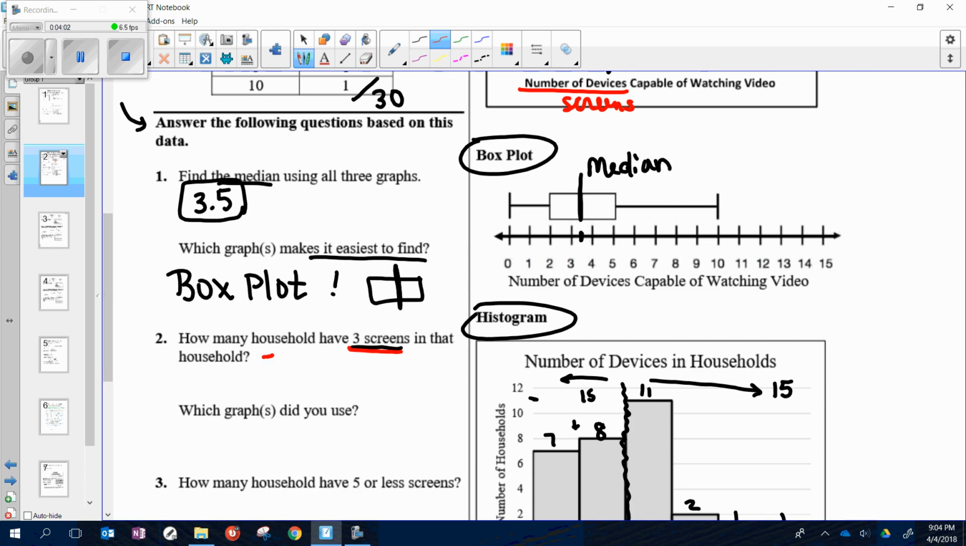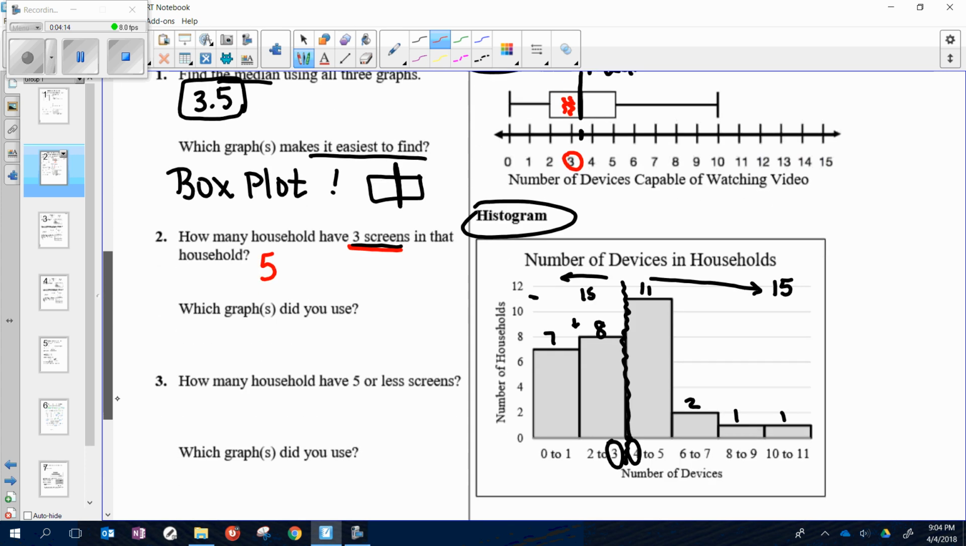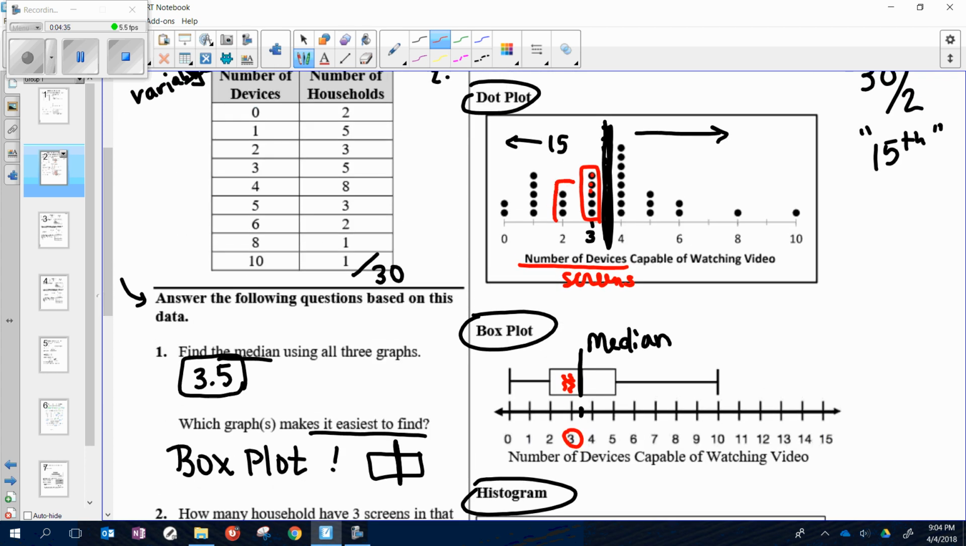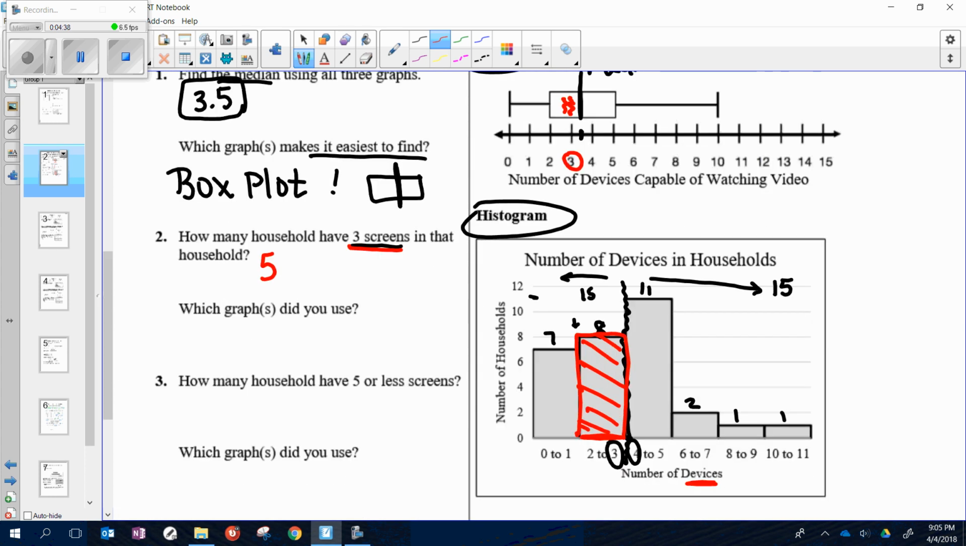Let's see if I can find that on each picture. On the box plot, I can't really tell how many are in there. And on the histogram, I can tell that 2 to 3 devices, there's 8, but I can't really tell, again, devices is screens, how many have 3. It includes everything from 2 and 3. So if you look at the dot plot, these total 8, and that's why this bar goes up to 8. But the correct answer is 5, and I had to use the dot plot.